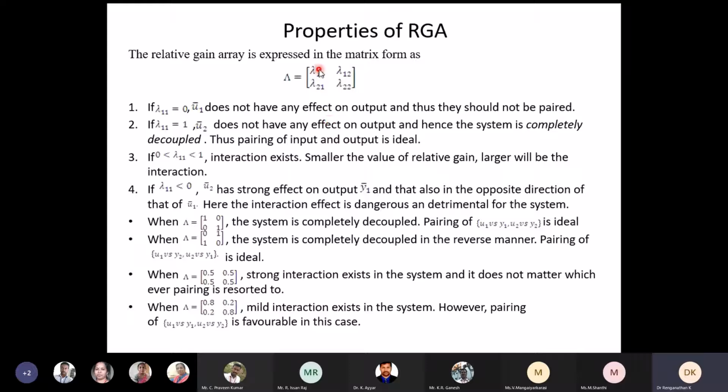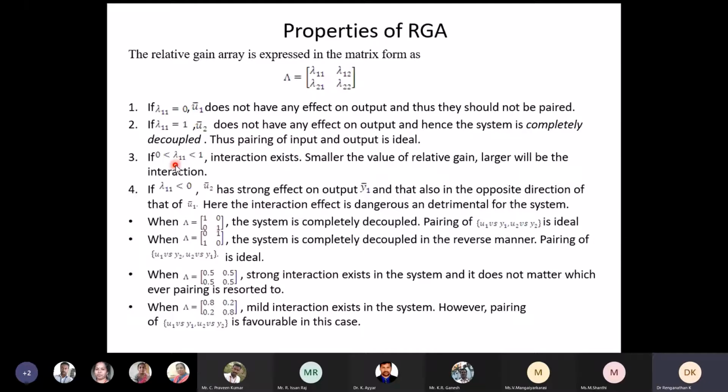Obviously each and every relative gain has a property, given as the properties of the relative gain array. If you can see here, if lambda 11 is 0, then obviously u1 does not have an effect on the output, and they should not be paired. This is the condition put forward as a property for RGA. Likewise, if lambda 11 is equal to 1, then obviously the other input does not have an effect on the output, and it is completely decoupled. These are some of the properties we can keep in consideration whenever we talk in terms of identifying the controller. So when we go for a controller, we can obviously take this into picture.